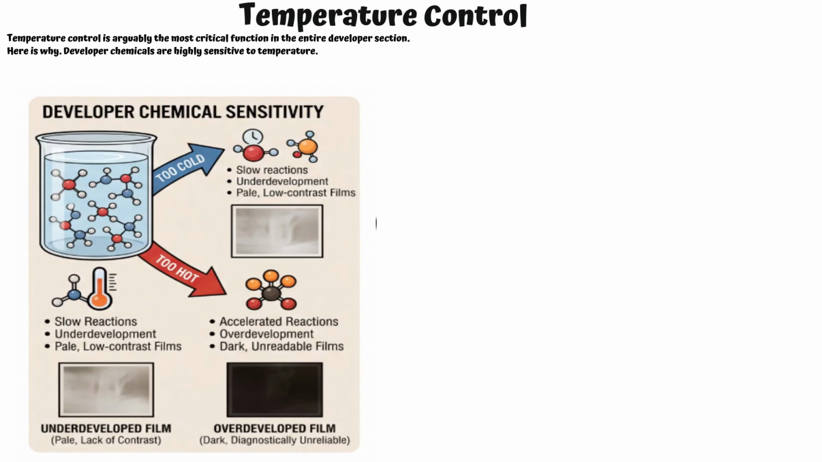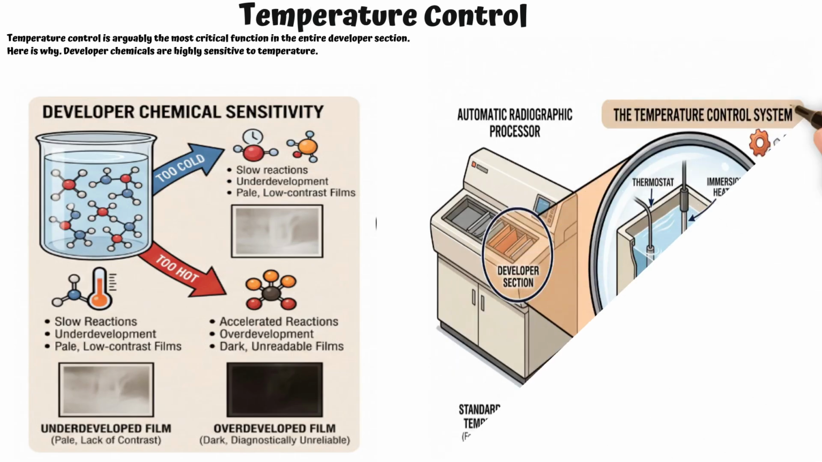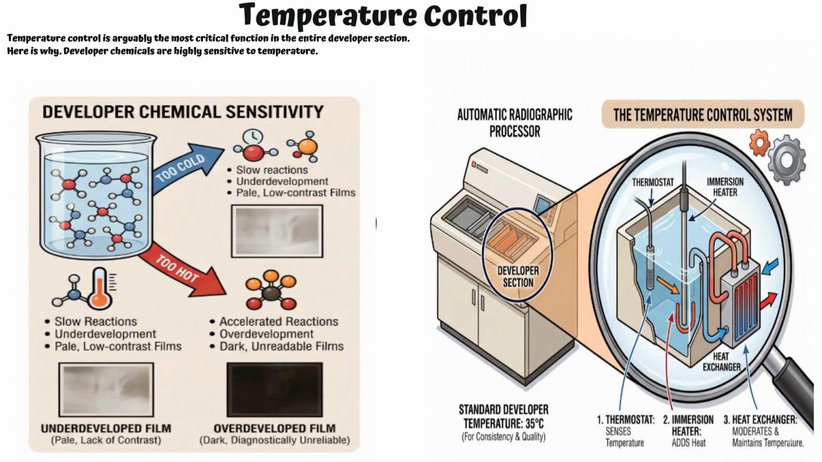For consistent, high-quality radiographic images, the developer must be held at a precise and stable temperature, and the standard value for automatic processors is 35 degrees Celsius. To maintain this temperature accurately, a typical automatic processor uses three components working together.